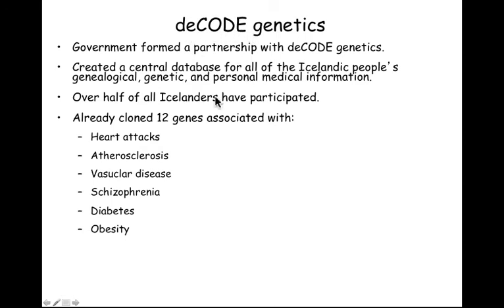and they actually formed a company to essentially handle their genetic material, which is called Decode Genetics. And over half of the entire population of Iceland has participated. They've been willing to donate their genetic material, their samples of their DNA to be sequenced, and also all of the history from genealogical studies and also genetic and personal medical information. And already this has been quite successful. They've cloned probably a few dozen now, but as of a few years ago they had 12 genes associated with various diseases that were all able to be cloned by linkage disequilibrium mapping.